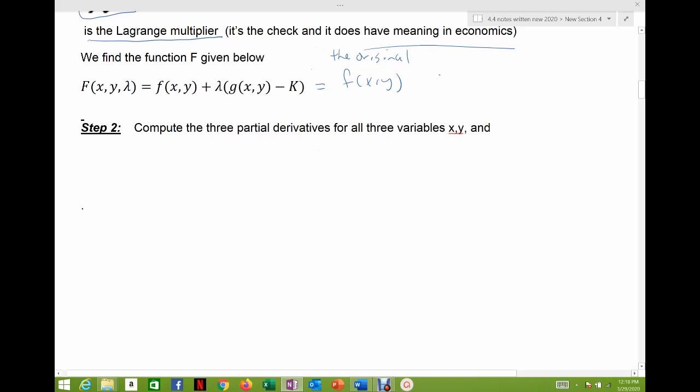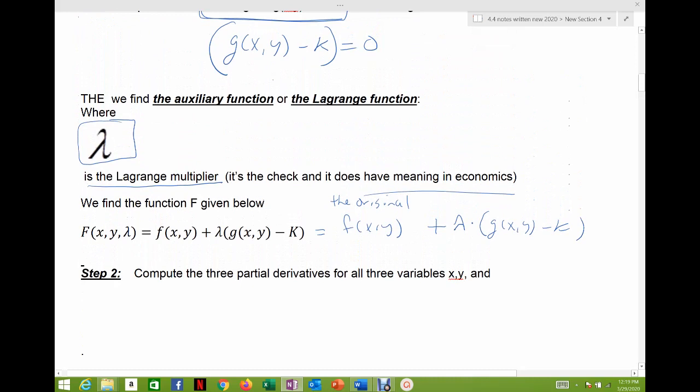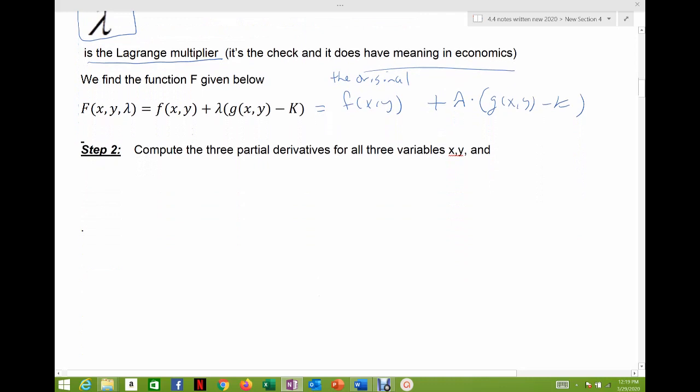Then what we do is we introduce a second part of this that takes into account the constraint. This is where the Lagrange multiplier is going to come in. It's the Lagrange multiplier times the constraint equation where I've set it equal to 0, right? That was that expression I had up here. This piece here is that part of this auxiliary function. So lambda times that expression.